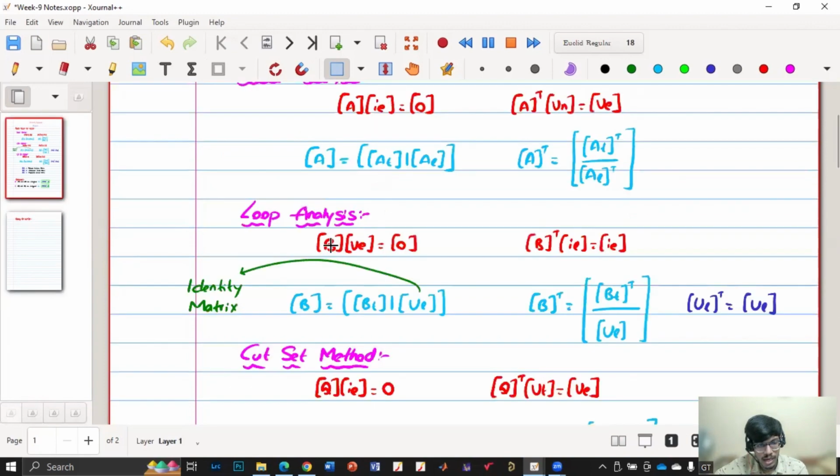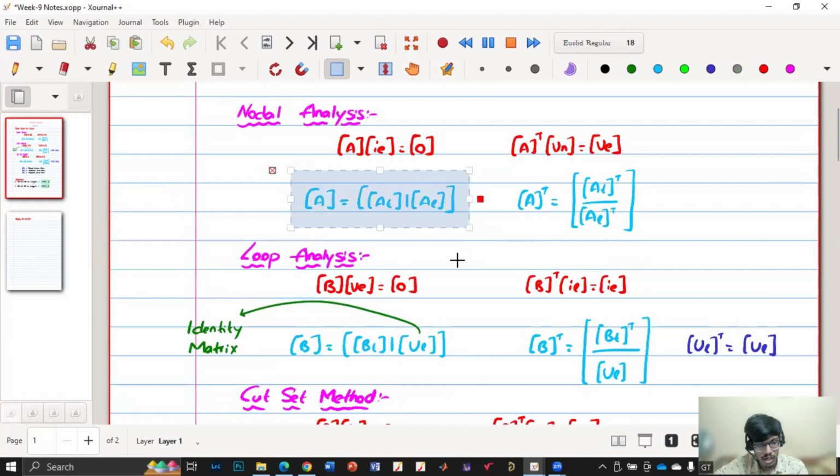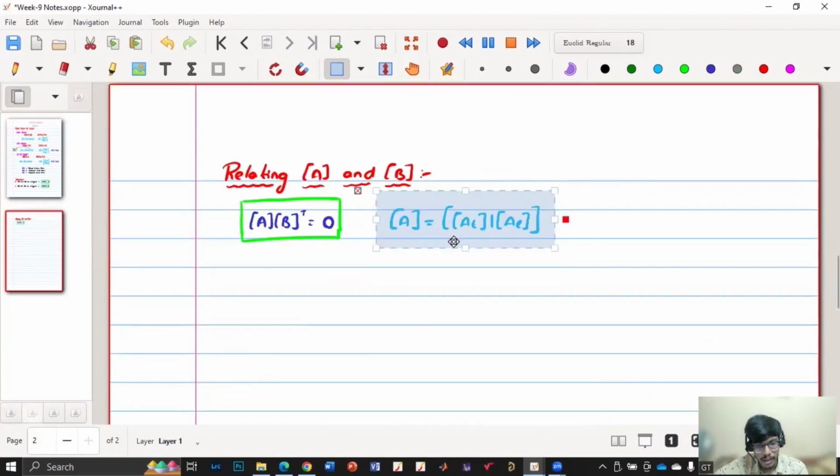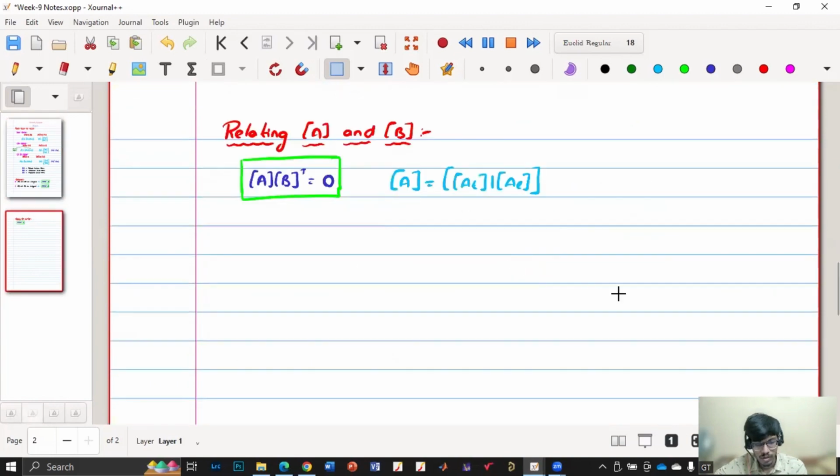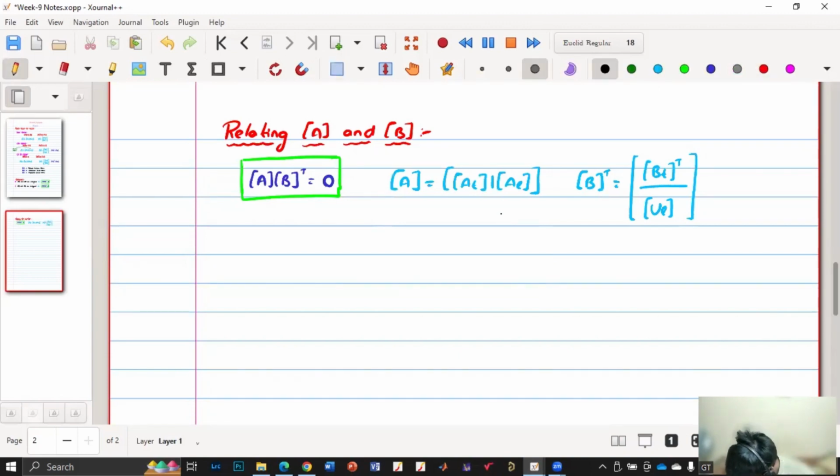And then for A matrix, I'll consider this. So again, I'll copy paste it here. Okay. Then for B transpose, I'll be considering this matrix. So we have it over here. So now I'll substitute this A and B transpose in this equation, and it will give me A twigs and A links into B twigs transpose and U links.